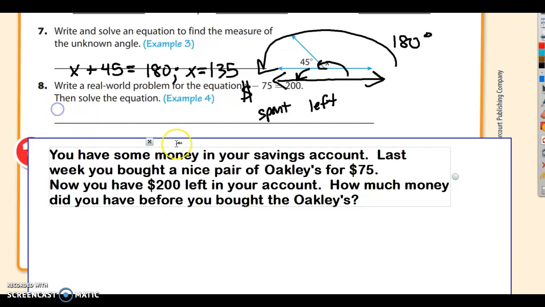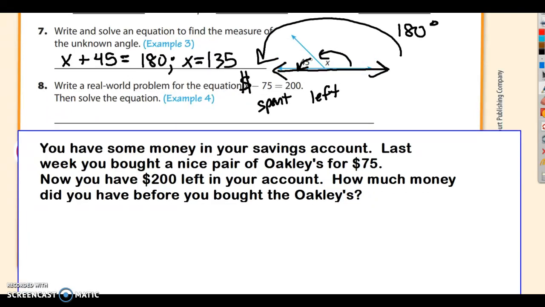And so the equation then to solve, you could probably just do it mentally, would have been x minus 75 equals 200. I don't need much space here. It's real simple. It's mental math. The opposite of subtract 75 is add 75. So if you add 75 to 200, you get x is equal to 275. That should make perfect sense. You used to have $275. You spent 75. Now you have 200. All right, perfect.